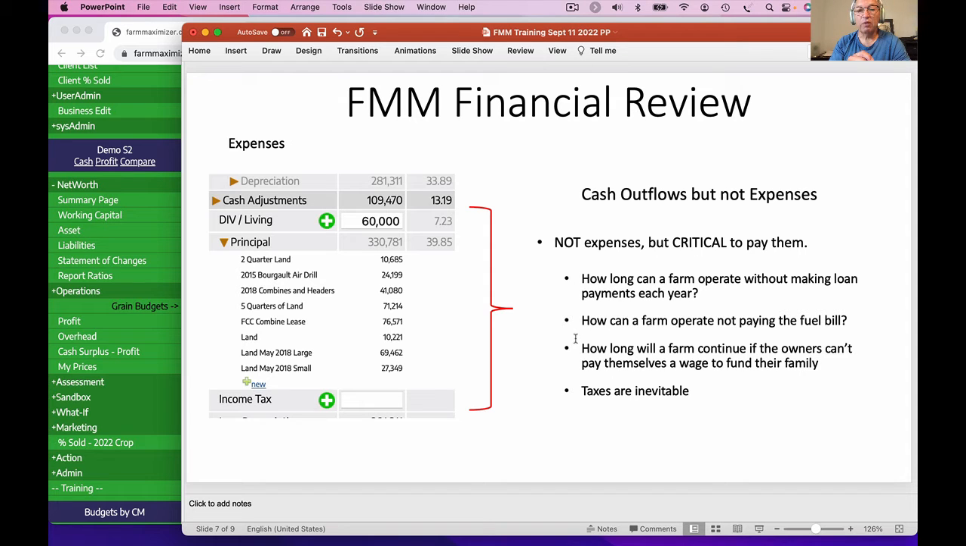Not all cash outflows are expenses, but they're really critical to be paid. Because how long can a farm operate without making a loan payment? The principal portion of a loan is not an expense. And if it runs out of cash, how long can it operate without paying the fuel bill? And how long can a farm operate if the owner can't pay themselves a wage to fund their family?